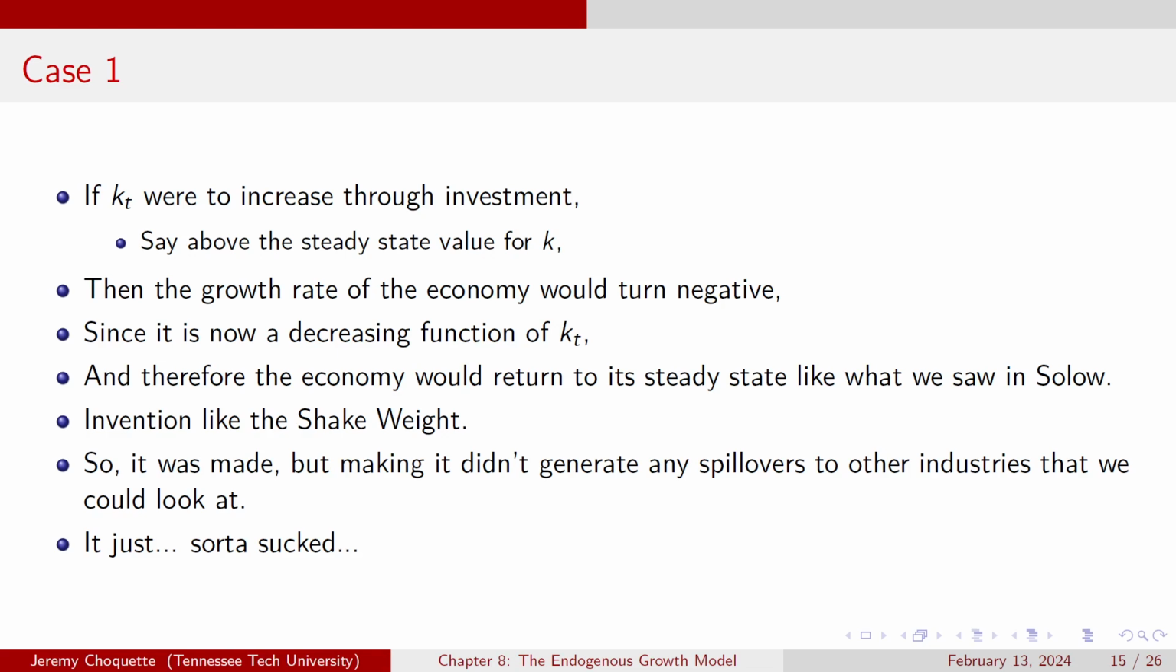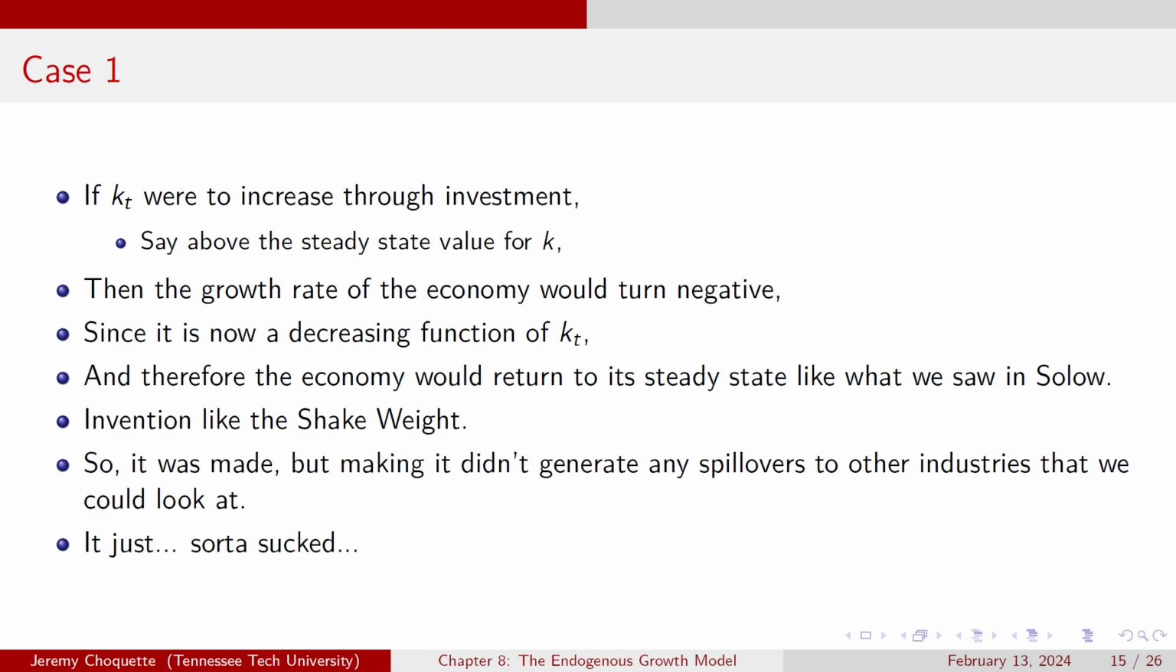With capital being above steady state capital, you end up with an economy that's like, okay, well, we're going to save a little bit less. And as they save a little bit less, the amount of capital converges back to its steady state.